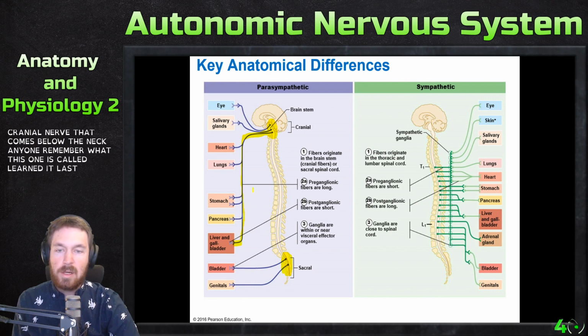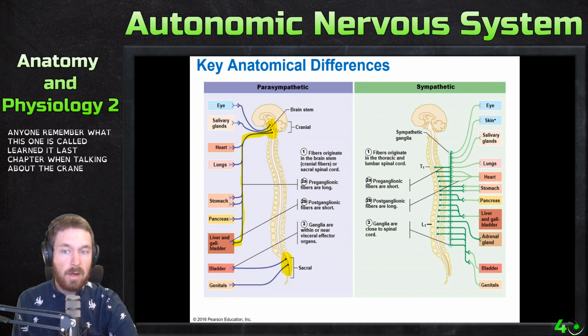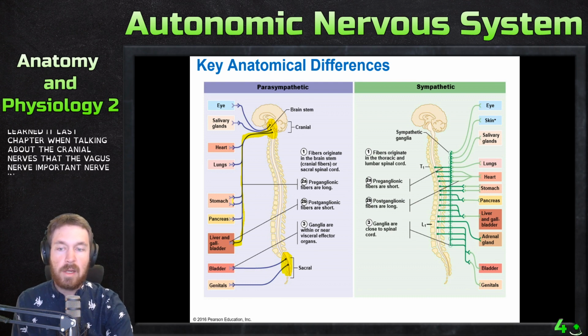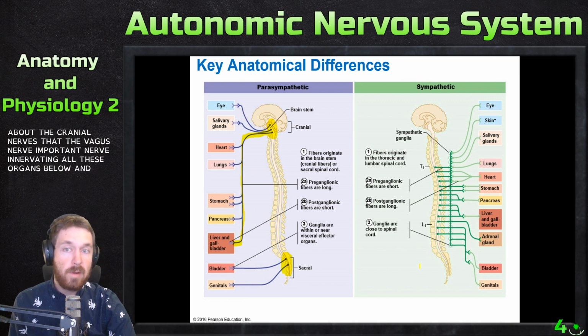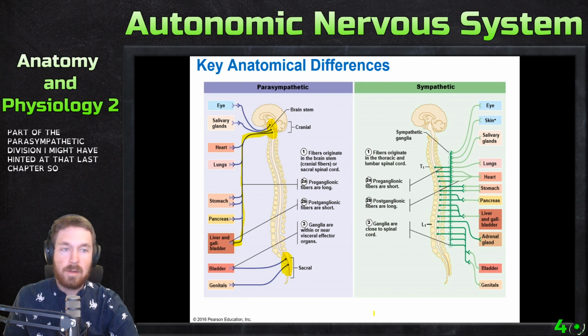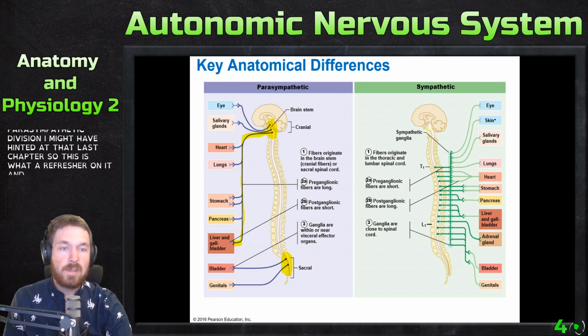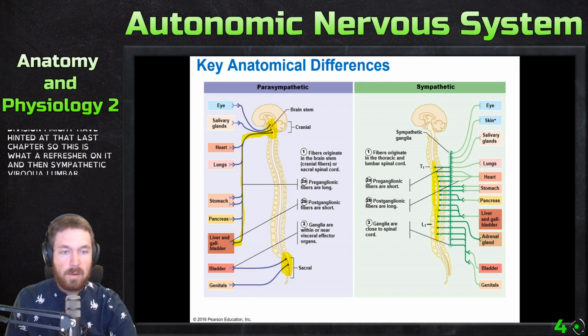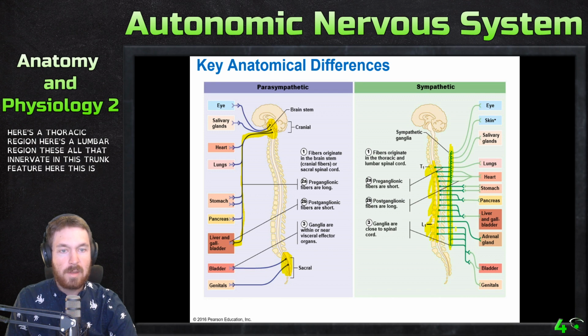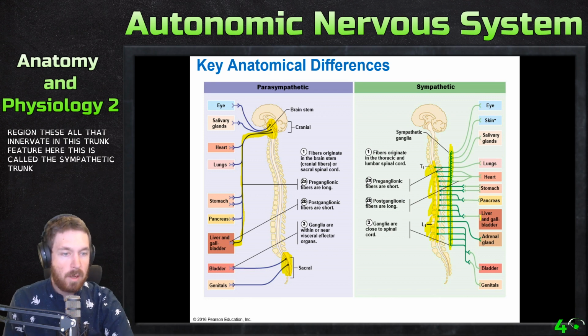Learned it last chapter when talking about the cranial nerves. That's the vagus nerve, an important nerve innervating all these organs below, and that's part of the parasympathetic division. I might have hinted at that last chapter, so this is a little refresher. And then sympathetic, thoracolumbar. So here's the thoracic region, here's the lumbar region. These all innervate in this trunk feature here. This is called the sympathetic trunk, and I'll talk about this more later.